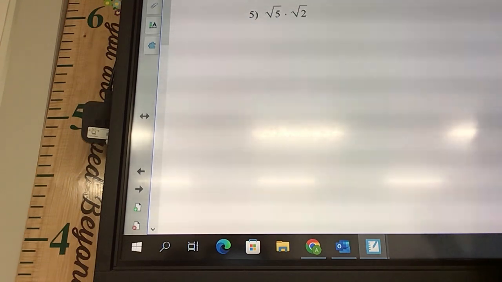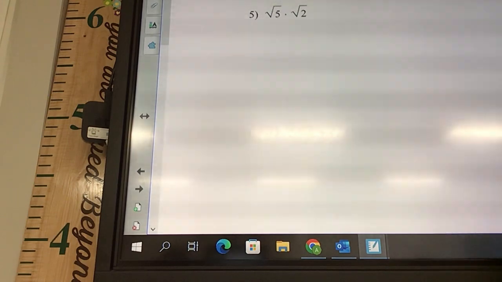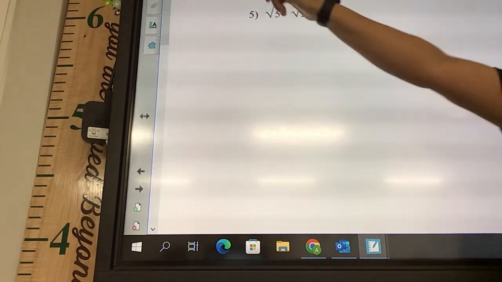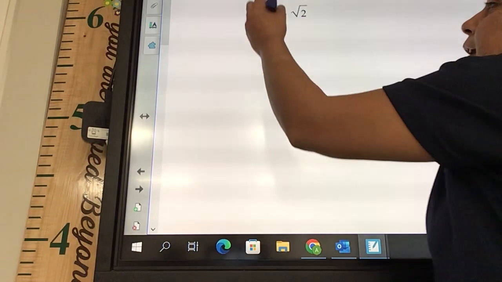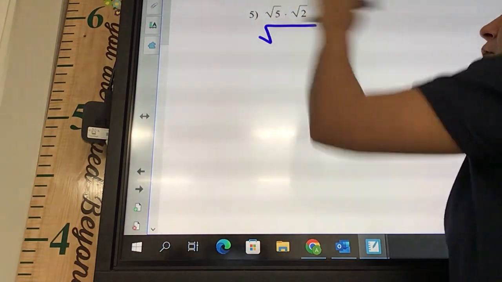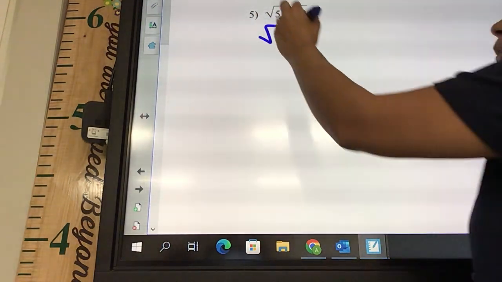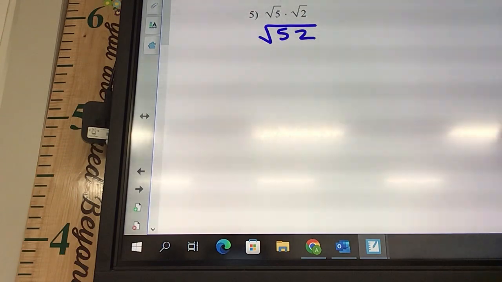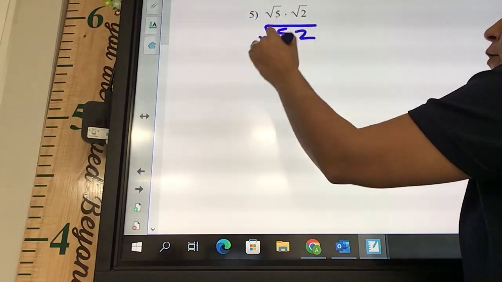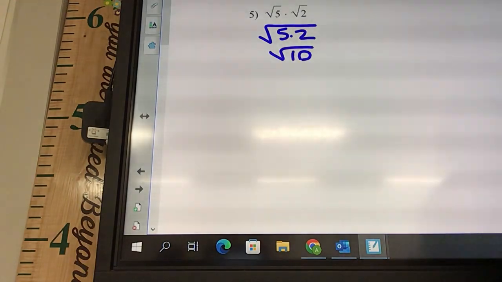Here's the rule. As long as the index is the same, you can multiply the radicals together. What is the index? There's nothing here, so it's a 2. So if the indexes are the same, we can multiply the radicals together. Really what's going to happen is you can put these two underneath the same radical. So we got 5 and 2. And what do you do with two numbers when they're right next to each other? You multiply them. So essentially you're getting 5 times 2, which is 10. And then we simplify.